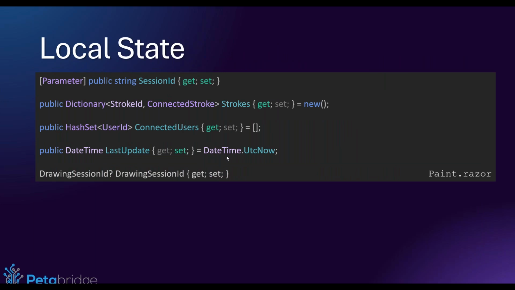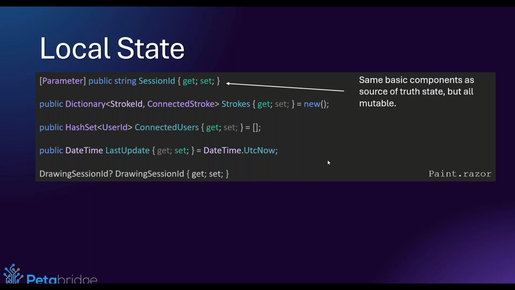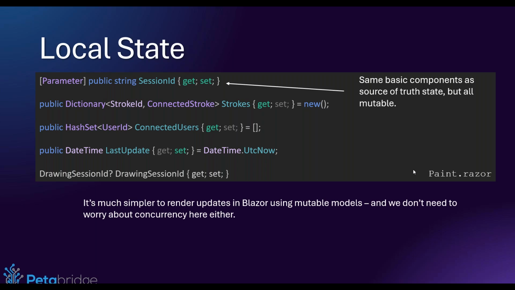Next, we have the local state inside our actual paint application here, Paint.razor. So we're going to have this session ID. This gets passed into us via the Blazor routing system. And then we have a dictionary of strokes, a hash set of users, and the last update and the drawing session ID. Now, a question you might be asking: why do I have this immutable data structure, but then I have a mutable view model of it? Why not just use the same data structure in both places?